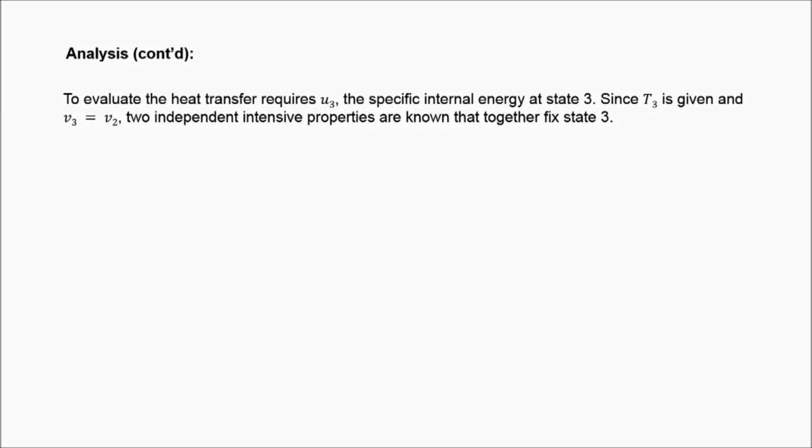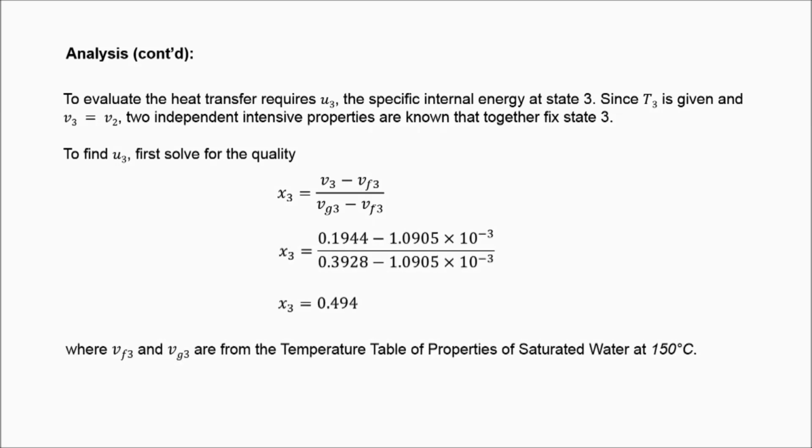Recall from the T-V and P-V diagram that state 3 was inside the vapor dome. So we need to determine the mixture quality in order to evaluate the internal energy U3. From the definition of the quality, we get that X3 is equal to V3 minus Vf3 divided by Vg3 minus Vf3. After substituting the numerical values for Vf3 and Vg3 from the temperature table of properties of saturated water at 150 degrees C, we obtain a value X3 equal to 0.494, which is clearly inside the vapor dome.